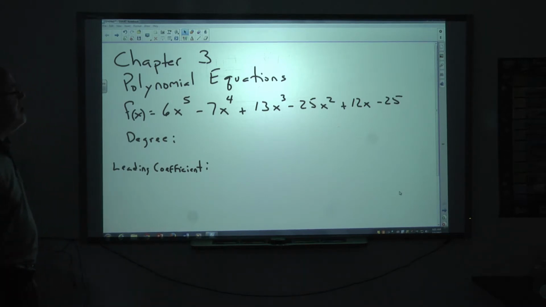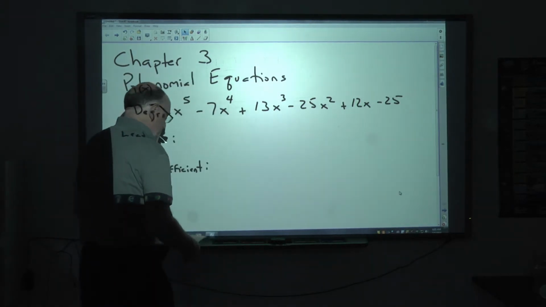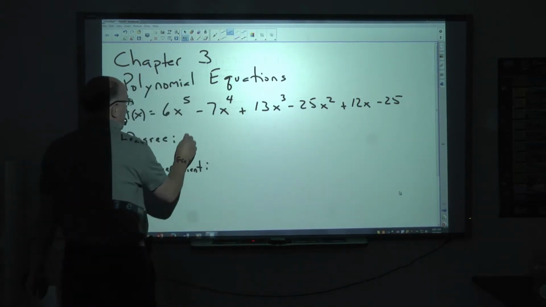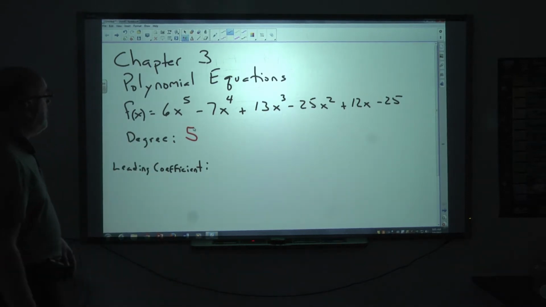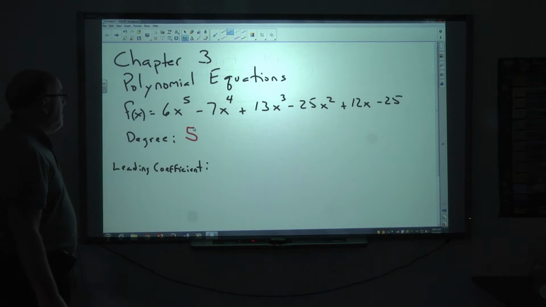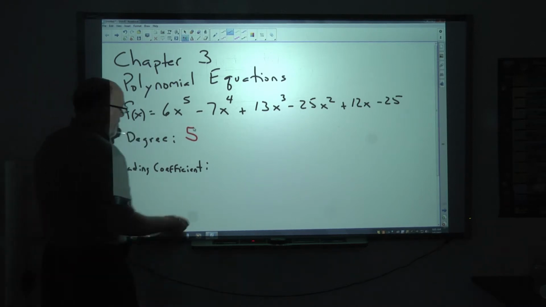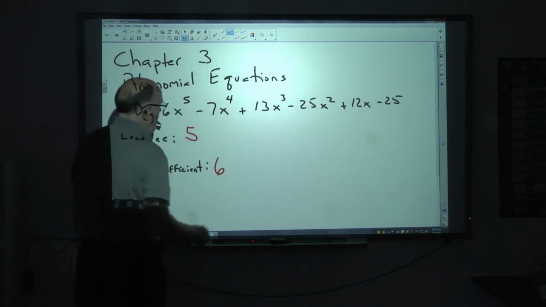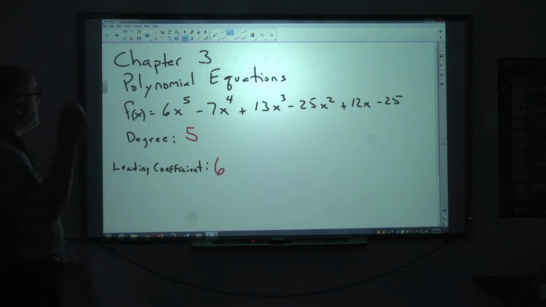So the degree of the equation is going to be the largest exponent that we see, and that is going to be 5. So this is a fifth degree polynomial. The leading coefficient is the number in front of this term, and that number is 6. So we have our polynomial degree and the leading coefficient.